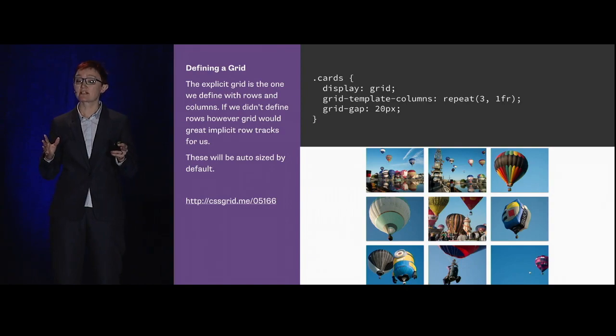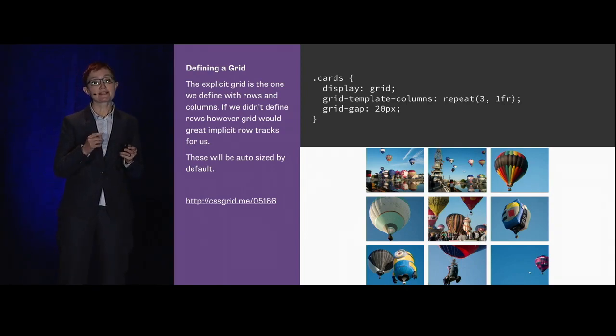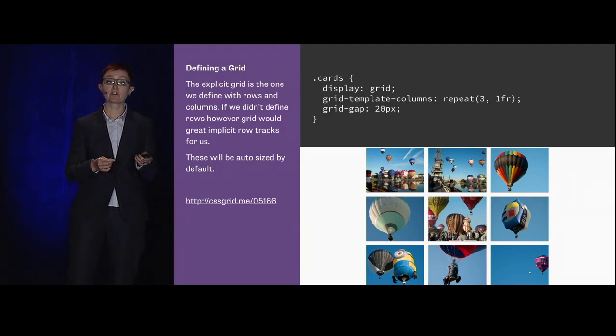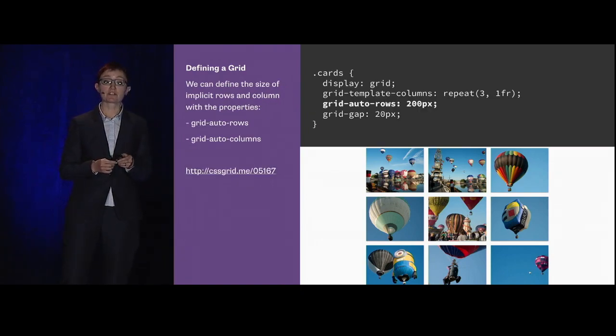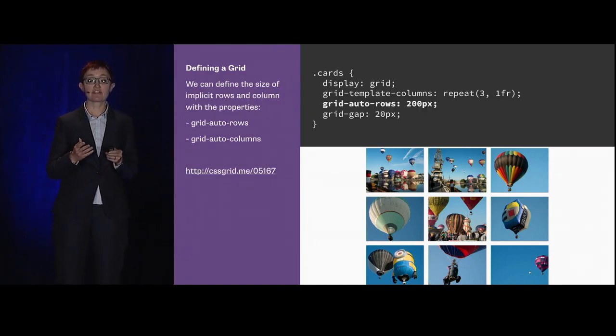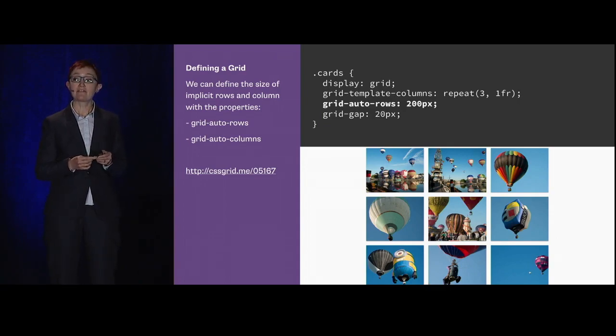So you create an explicit grid with grid-template-columns or grid-template-rows. And then if you place things outside of that, so if you just add more content to your rows, Grid will just create rows for you. And they'll be auto-sized by default, so they'll expand to fit whatever content goes into them. If you happen to want to fix the size of them, so here I'm saying grid-auto-rows 200 pixels, every new row track that's created will be 200 pixels tall.